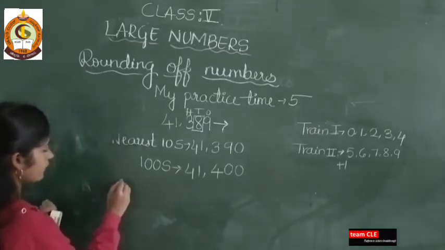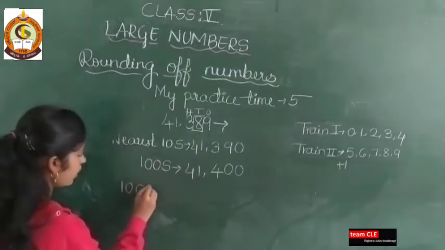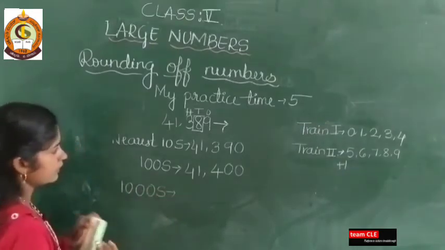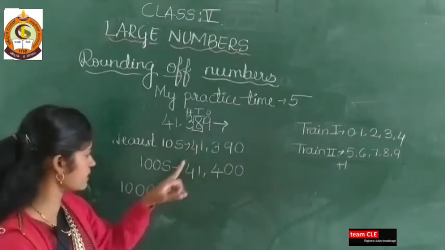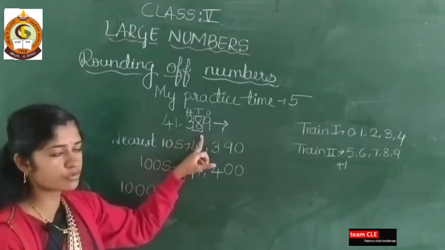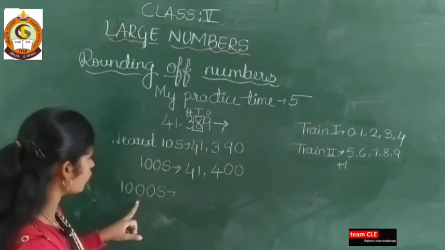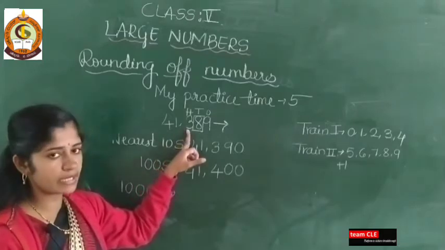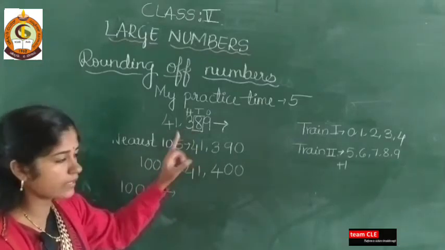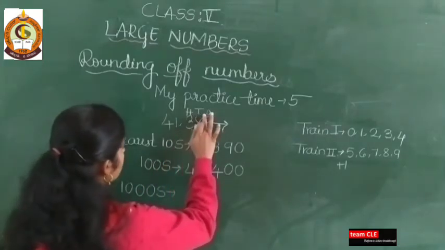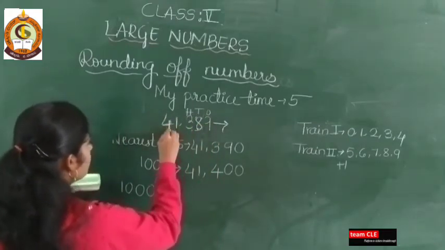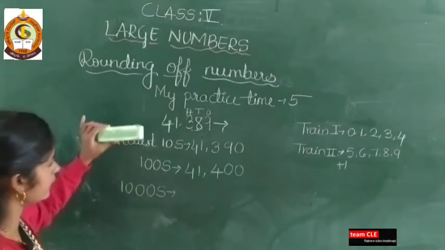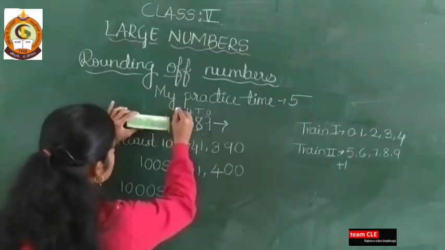Okay, next you take one more, nearest to thousand. See here, if you are rounding off to the nearest tens, you see the ones place. If rounding off to hundreds, you see the tens place. If rounding off to thousands, you see the hundreds place. You have to see one digit back. So this is the example. Next here, 41,389.